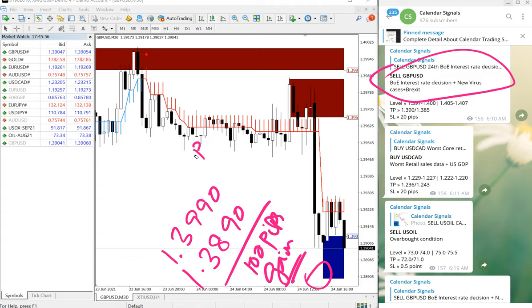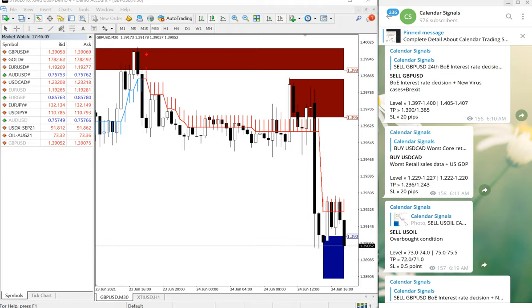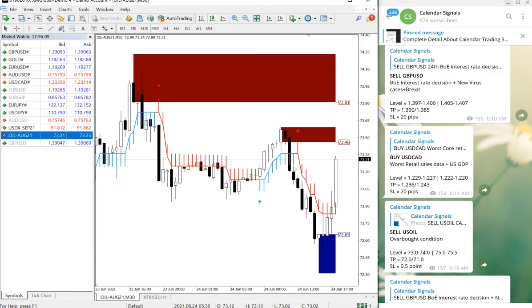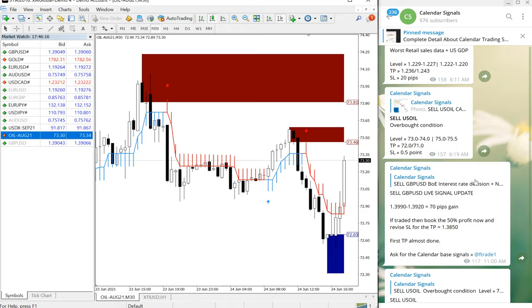which is USOIL, which performed really well, and we will see in detail now. USOIL, so this is the USOIL chart. We have given sell USOIL. For USOIL, we have just a simple prediction, an overbought condition, and we have given the sell signal.